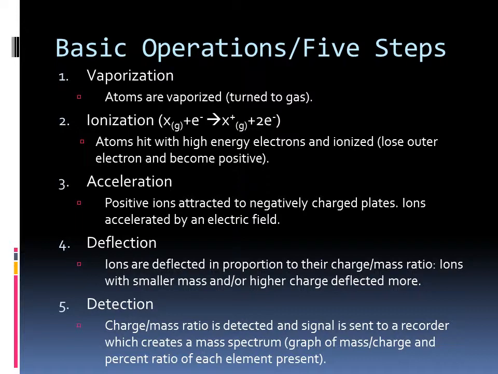Step 4, deflection, is when the different isotopes are separated by deflection, which is proportional to the charge-mass ratio. So, the smaller ions will be deflected more than the heavier ions, and ions with higher charge are deflected more than ions with lower charge.